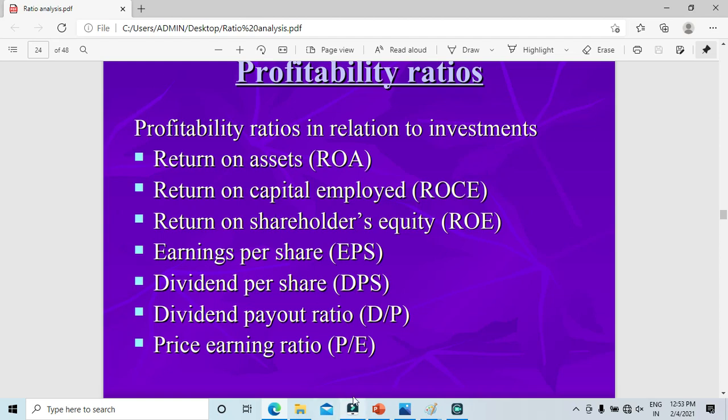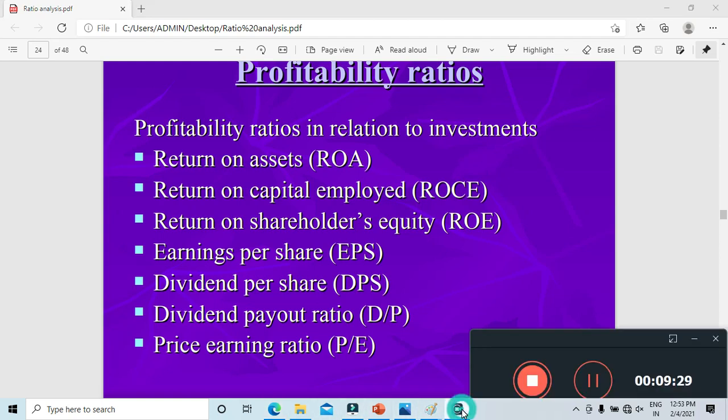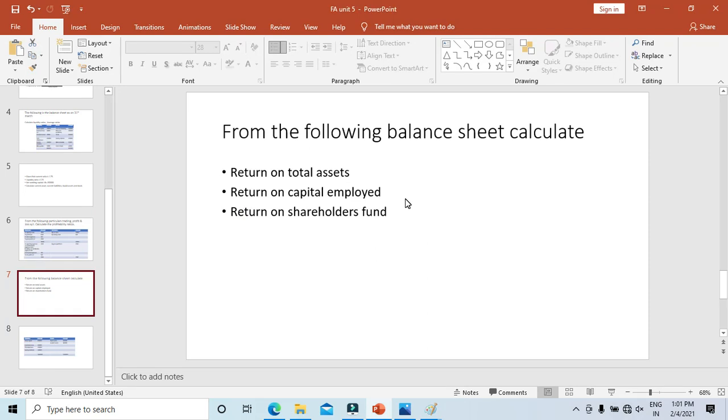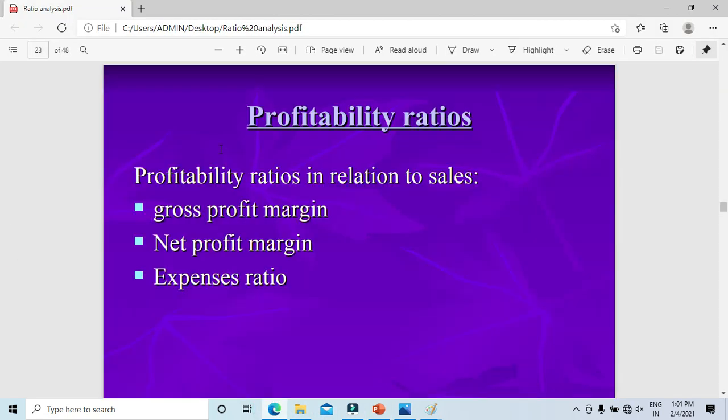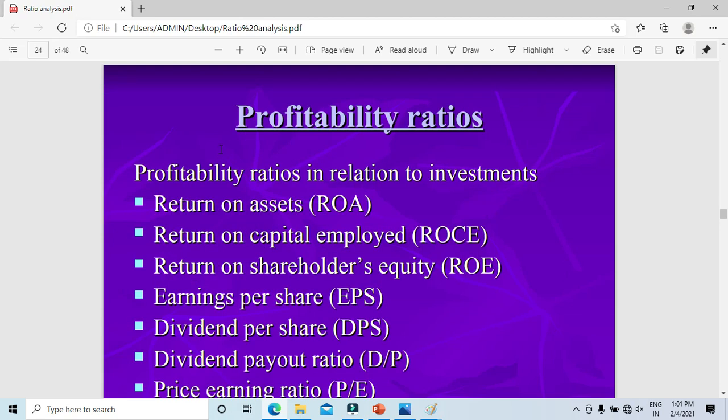For the time being, I'll write down the complete information, then we are going to do a problem. Share capital, it is 8 lakhs. Reserves 2 lakhs. 8% debentures 2 lakhs.